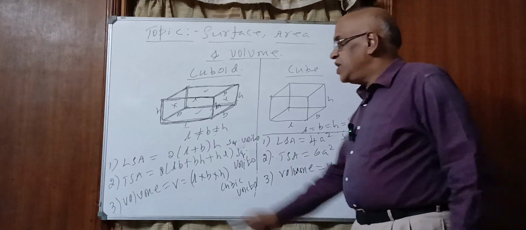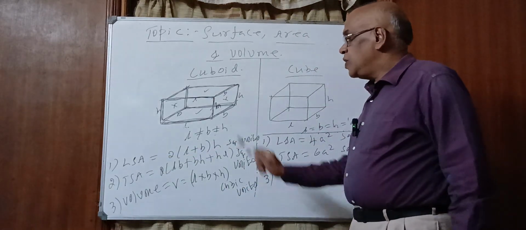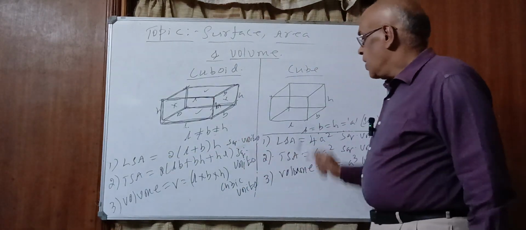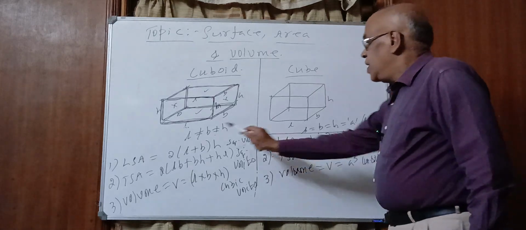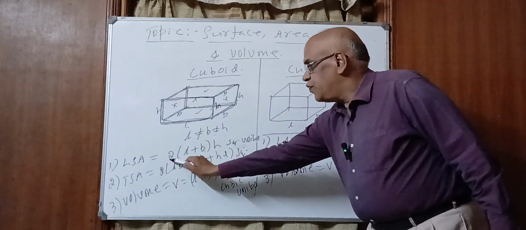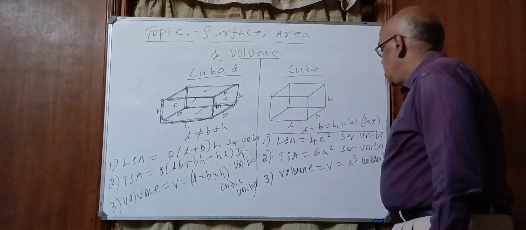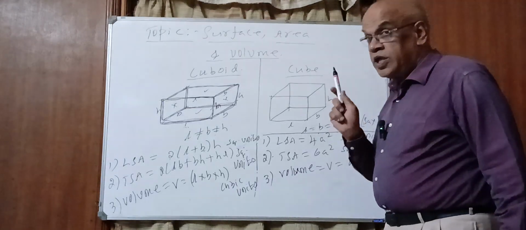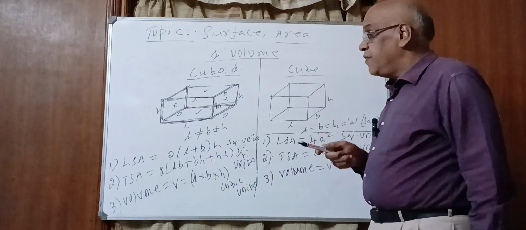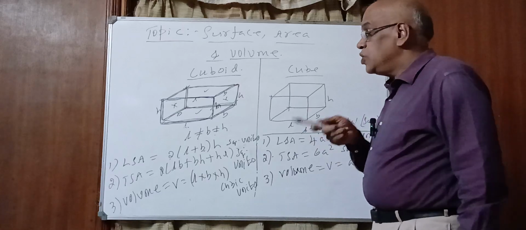3D figures. What is the LSA of the cuboid? 2 into (L plus B) into H square units. Come to the cube. A plus A is 2A, into 2 is 4A, into A, 4A square units. You should write units, important children. Many students forget. If you don't write units, you lose half marks.